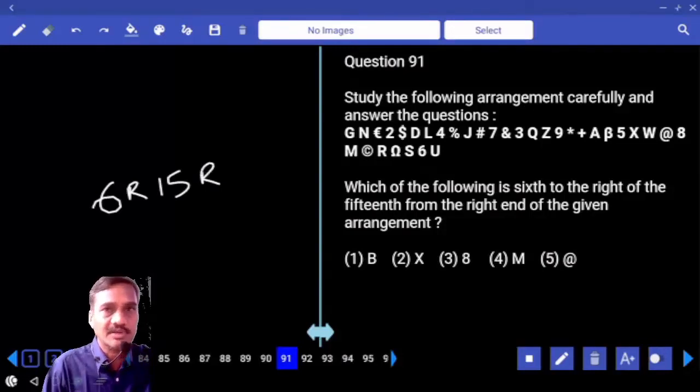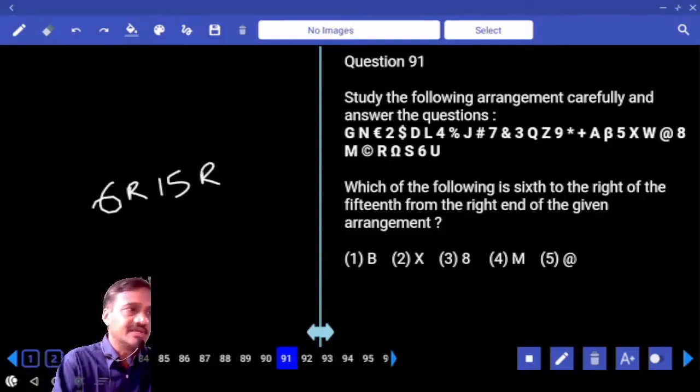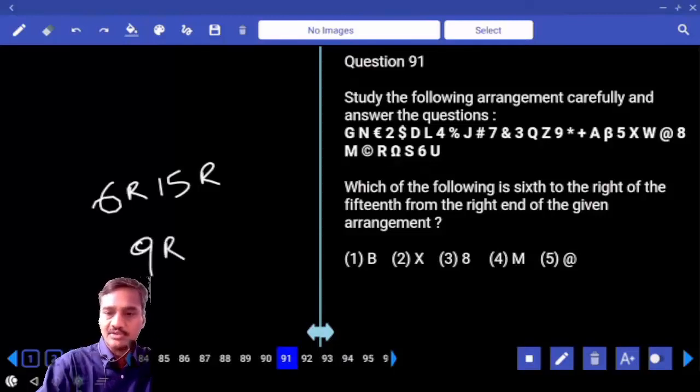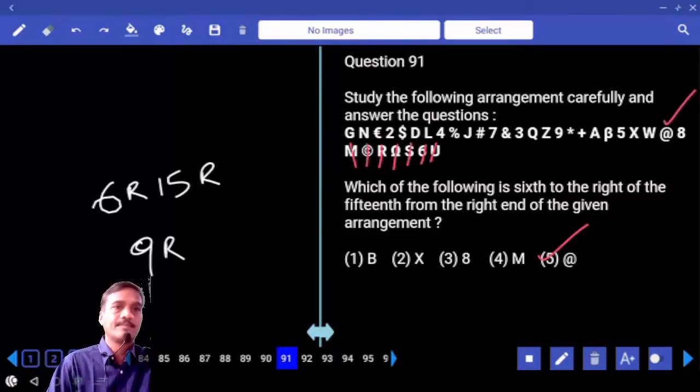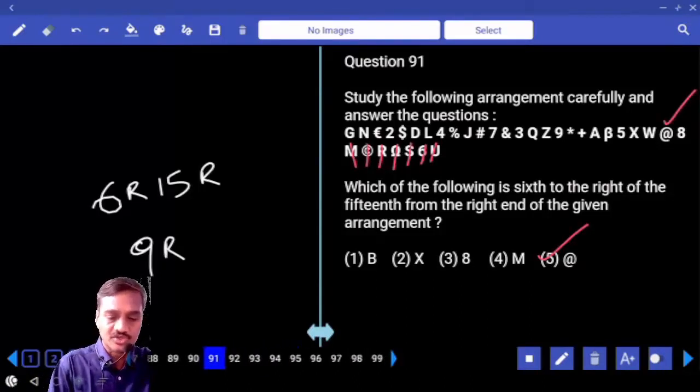6th to the right of 15th from the right hand. Right and right, same direction, subtract, 15 minus 6, 9th from the right. 1, 2, 3, 4, 5, 6, 7, 8, 9, at the rate of, that is choice 5, question number 91. Clear? 91 it is choice 5.